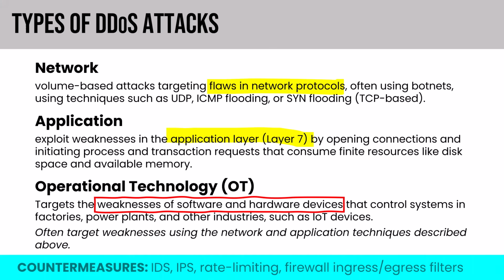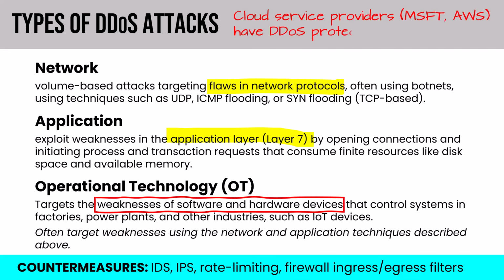There are a few effective countermeasures to DDoS attacks. Intrusion detection and prevention, rate limiting, limiting the number of requests that can come to a system in a given period of time, firewall egress and ingress filters. And your cloud service providers will generally have DDoS protections built into their platform. So there's really an invisible layer of protection that's there by default, and they even in some cases have a premium SKU of DDoS protection you can buy that has additional levels of configurability for your cloud services and your environment.